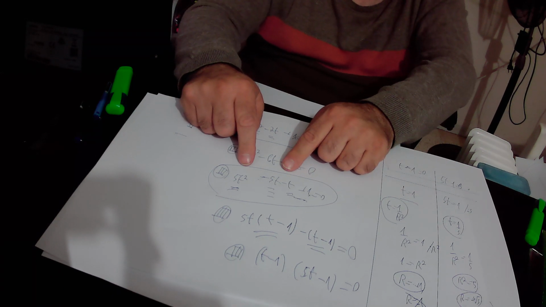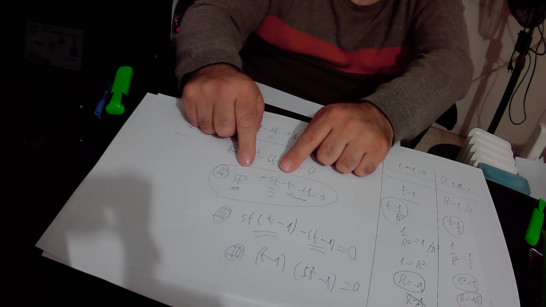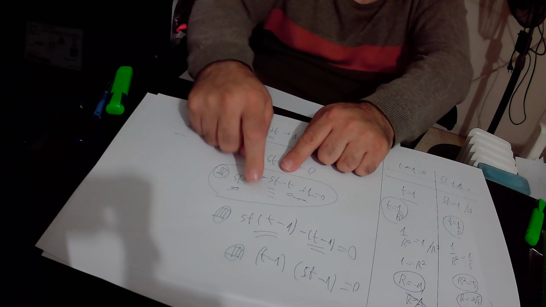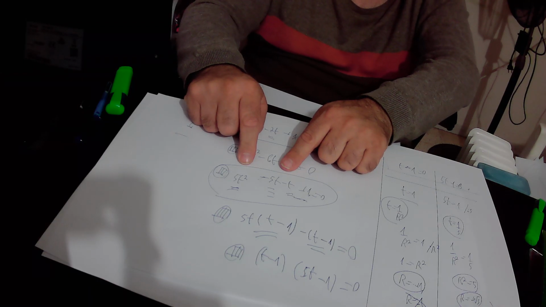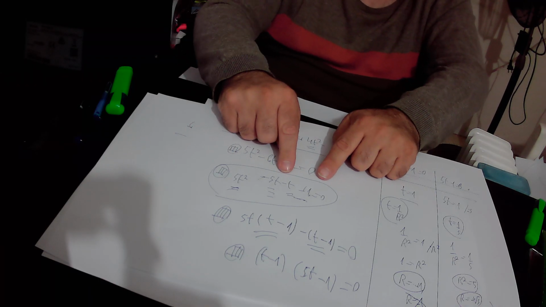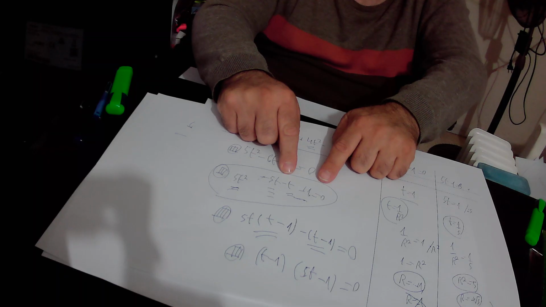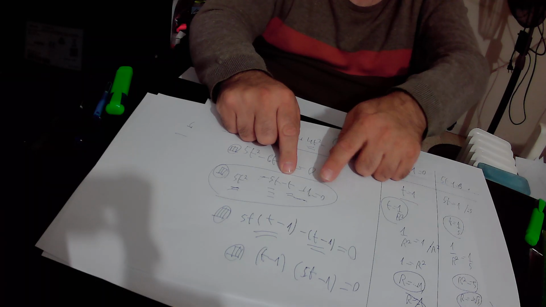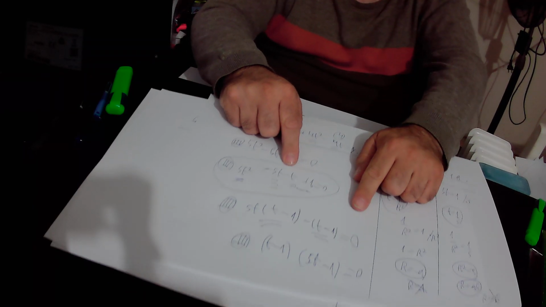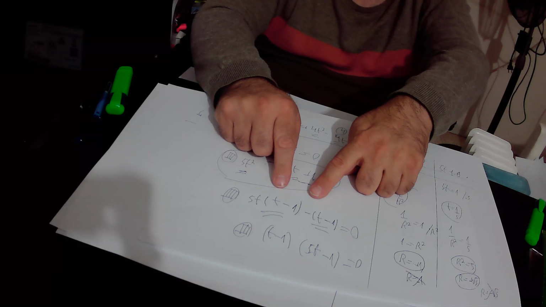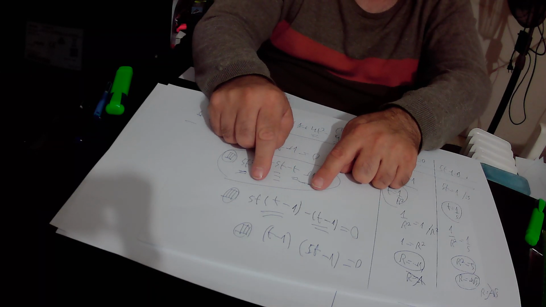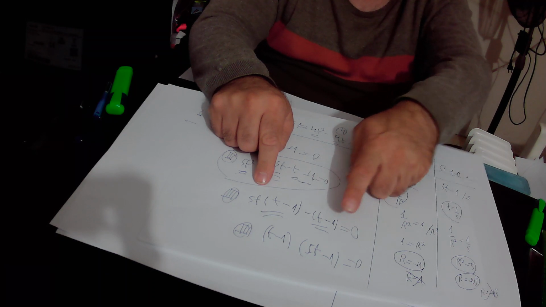Then we took out 5t as a common factor from those two expressions. So inside the brackets we are left with only t minus 1. Then we took out minus 1 as a common factor from those two expressions, minus t and 1. So inside the brackets we are left with t minus 1, that is equal to 0. Then we took out t minus 1 as a common factor from those two expressions. So inside the brackets we are left only with 5t minus 1, that is equal to 0.